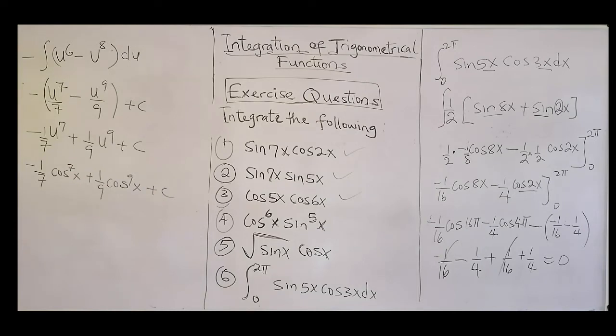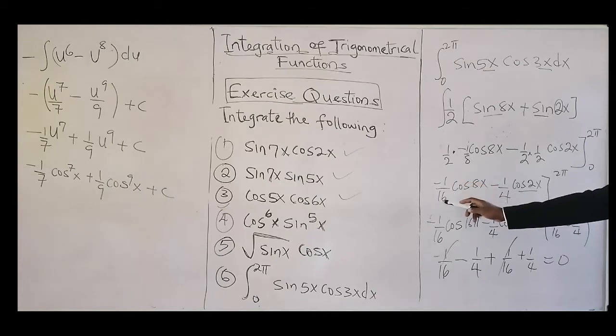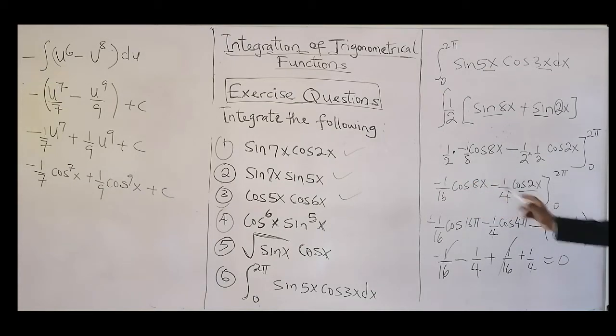Very good. Then this one here, good. 1 over 4, excellent. Then the next thing to do now is to substitute. 2 times 8 times 2 pi, that's 16 pi. Minus 1 over 4 pi. Then minus 0. That will be minus 1 over 16 cos 0.